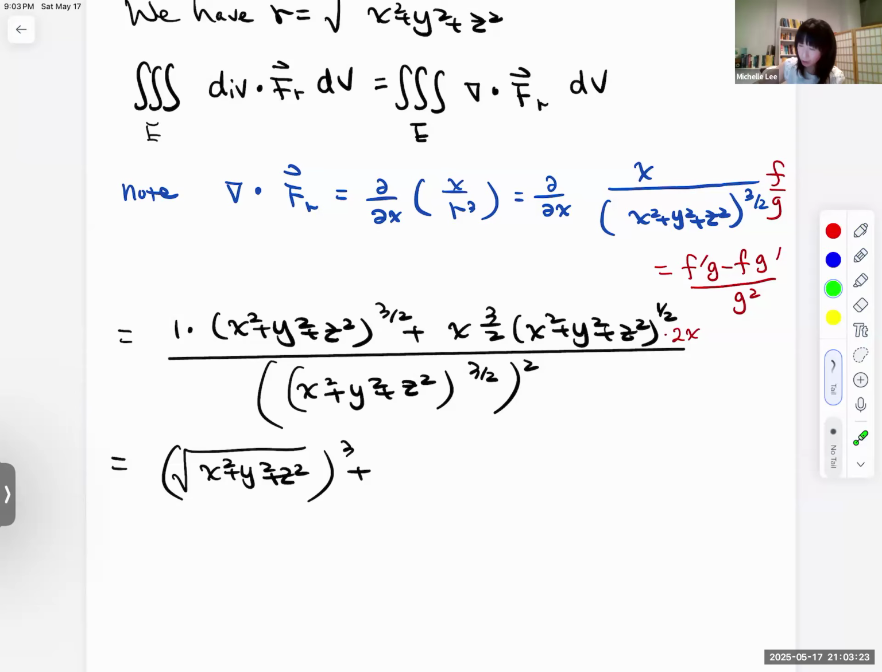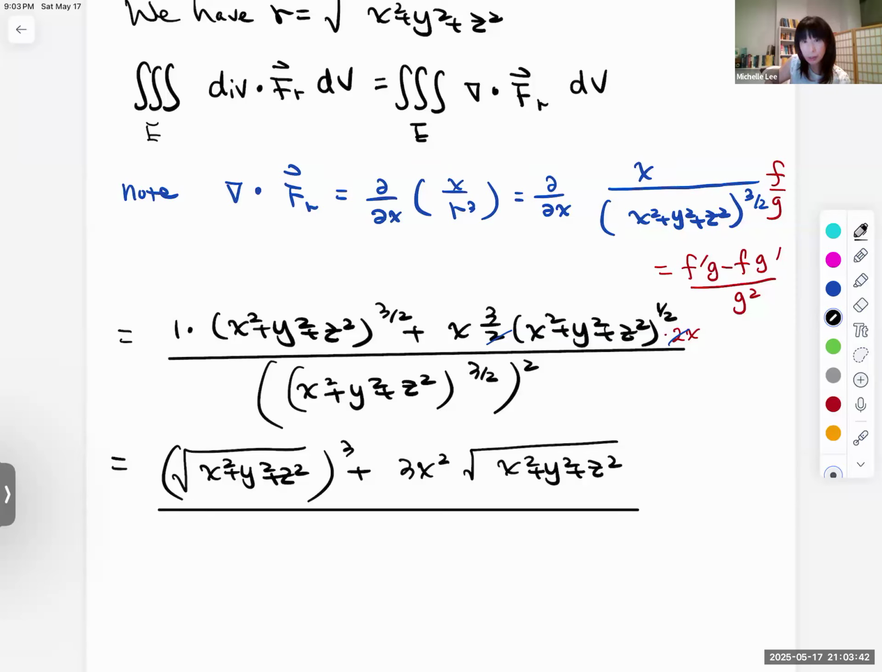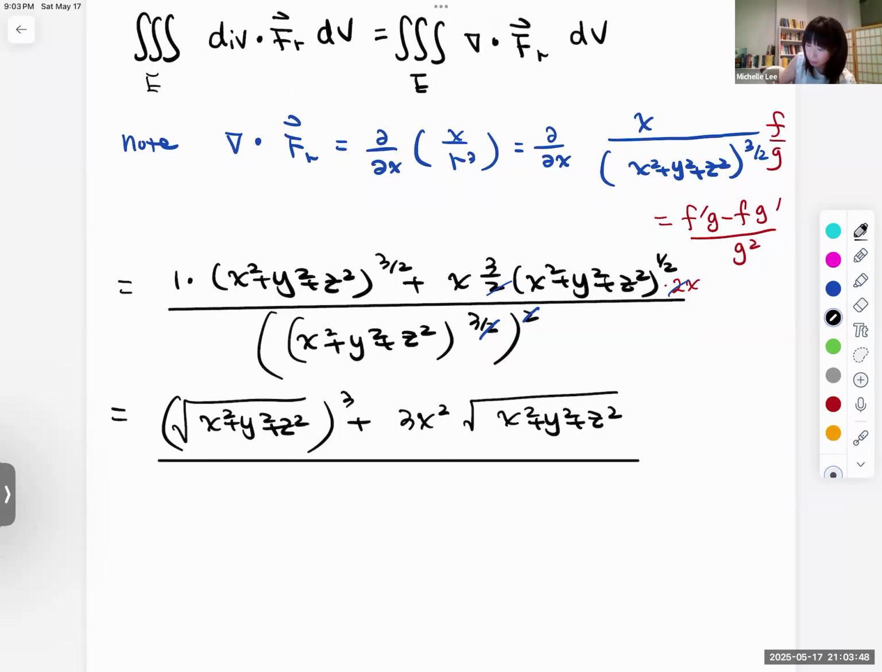Okay, then what do you get? We have, simplify. So we have 3x squared. Then we have a square root of x squared plus y squared plus z squared all over. And we simplify. So we have x squared plus y squared plus z squared to the third power, right?